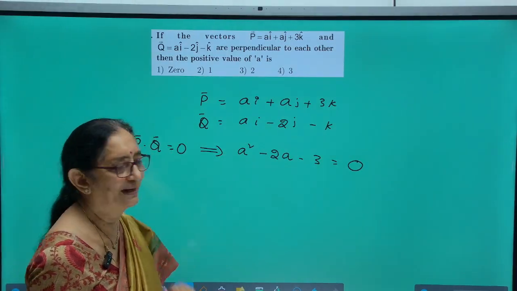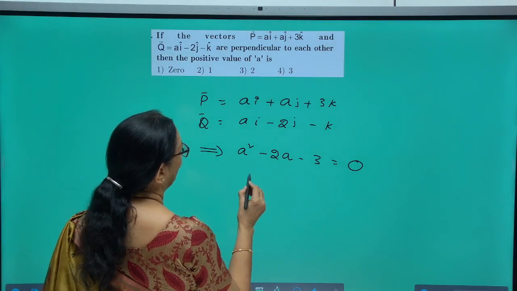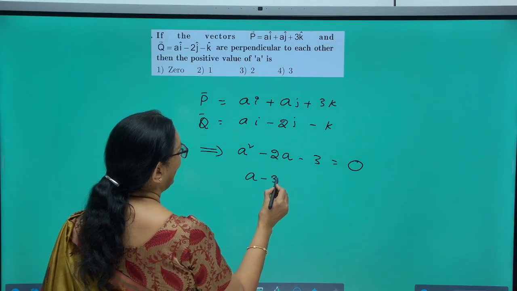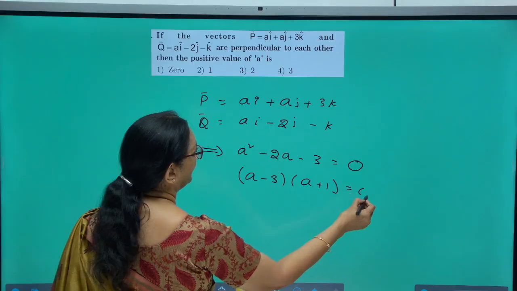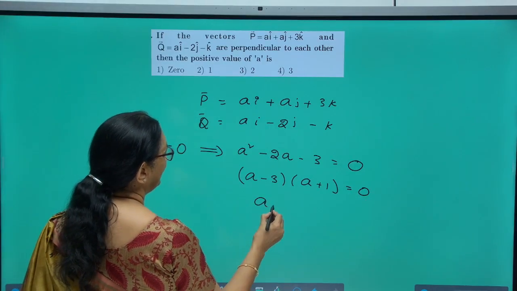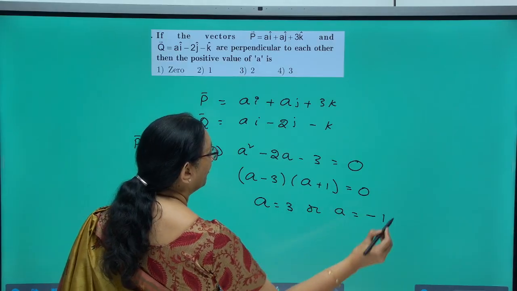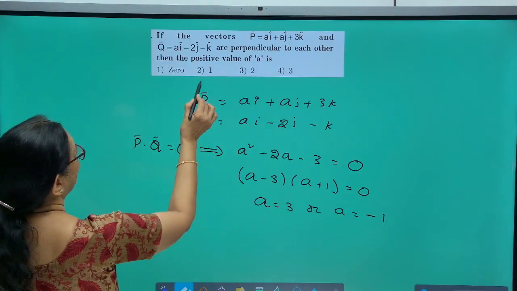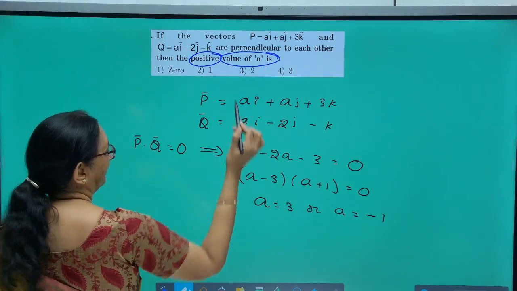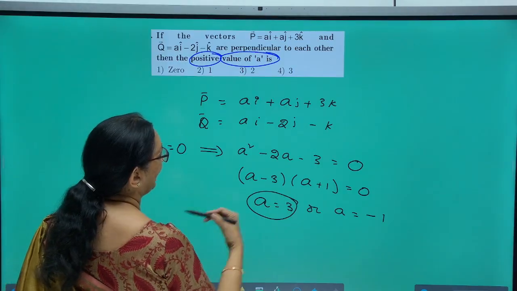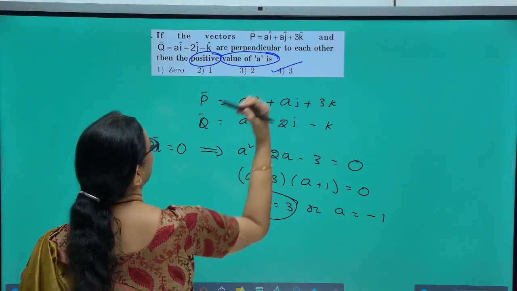This is a quadratic equation. Very obviously, the factors of 3 are 3 and 1. So, this is (A minus 3)(A plus 1) is equal to 0. So, A is equal to 3 or A is equal to minus 1. What is asked in the question? What is the positive value of A? So, the positive value of A is equal to 3. So, the correct option for that is 3.